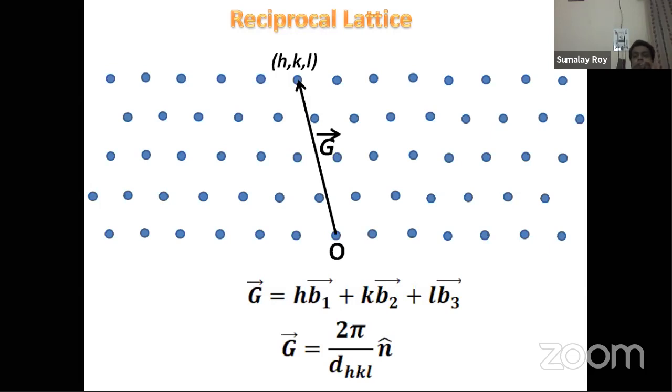Now, the point is, without this 2 pi, we can do many calculations. Conceptually, it won't be any problem. But when you do an experiment and measure the real things, the real lattice constant, then there will be a problem. So it is always advisable to include this 2 pi.